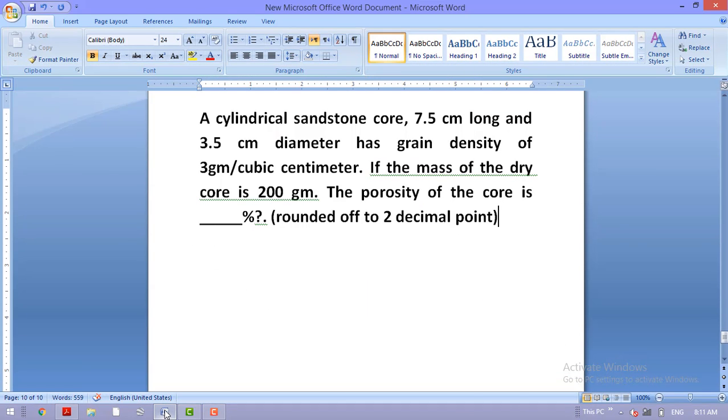The question is: a cylindrical sandstone core whose dimensions are 7.5 centimeter long and 3.5 centimeter diameter has a grain density of 3 grams per centimeter cube. If the mass of the dry core is 200 grams, find the porosity of the core up to 2 decimal points. This question appeared in GATE 2018 Petroleum Engineering. Okay, so let us quickly see the answer for it.